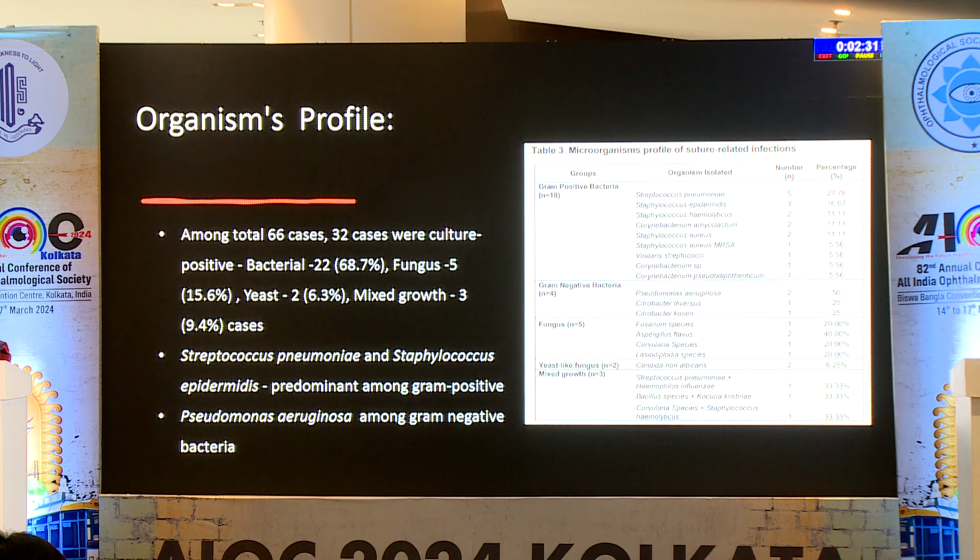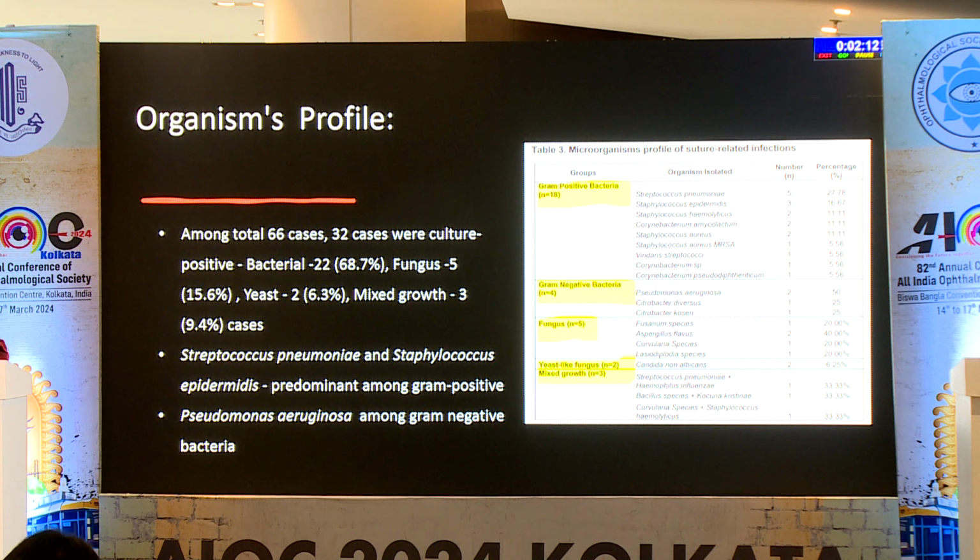1 month post follow-up. Out of the total 66 cases, 32 cases were culture positive, out of which bacterial were seen in 22 cases, fungus in 5 cases, yeast in 2 cases, and mixed growth was seen in 3 of the cases. Streptococcus pneumoniae and Staphylococcus epidermidis were found to be predominant among the gram-positive bacteria, and Pseudomonas aeruginosa was predominant among the gram-negative bacteria.